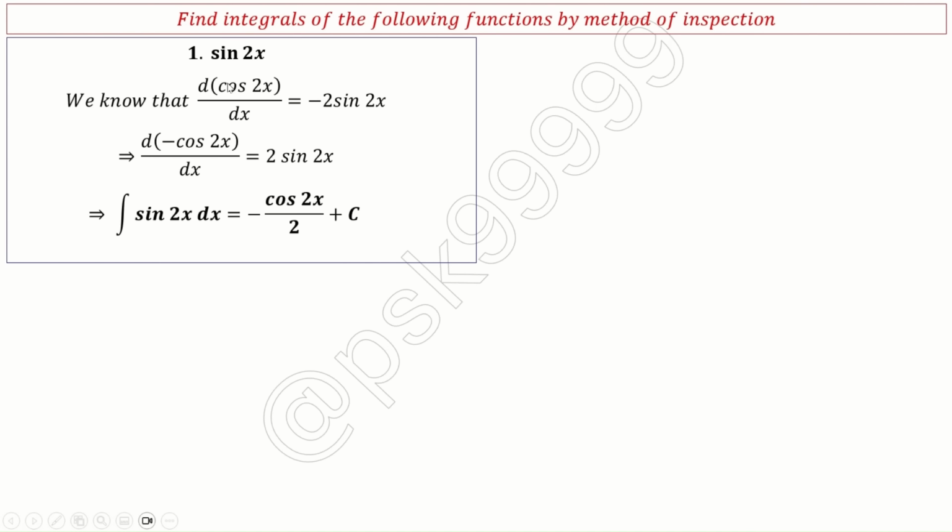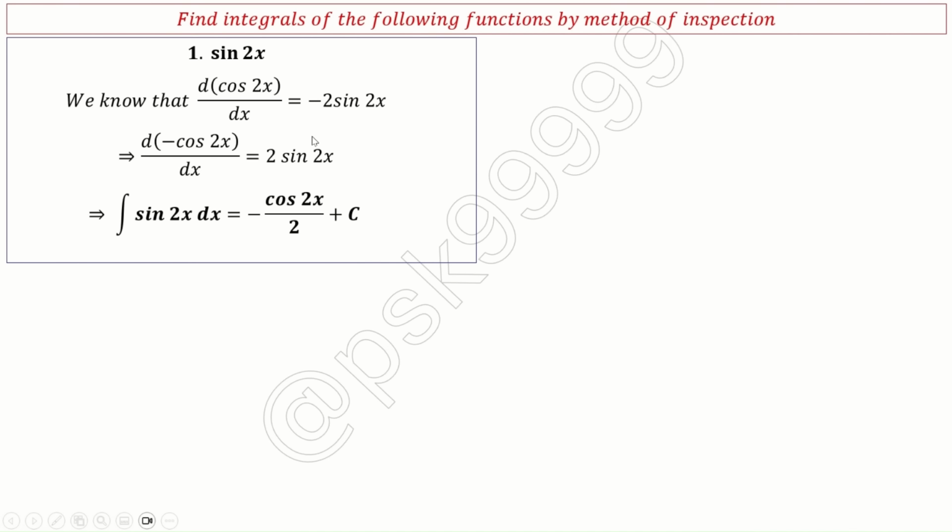Differentiation of cos 2x is minus sine 2x, and 2x differentiation is 2. So minus 2 sine 2x. Now rewrite this expression. Differentiation of minus cos 2x with respect to x is 2 sine 2x. Correct? So integration of sine 2x dx is nothing but minus cos 2x divided by 2 plus c. Hope you understand how to do integration by observation or inspection.